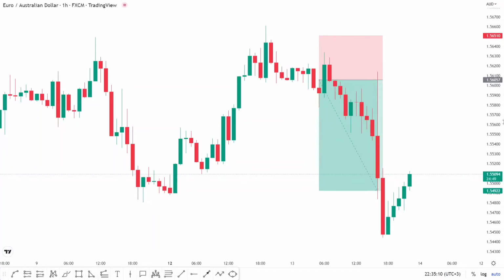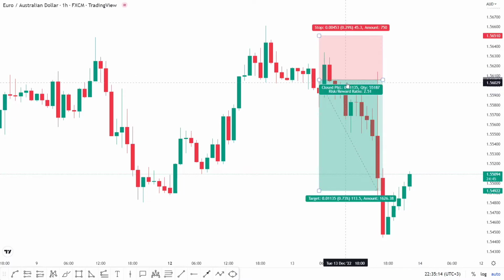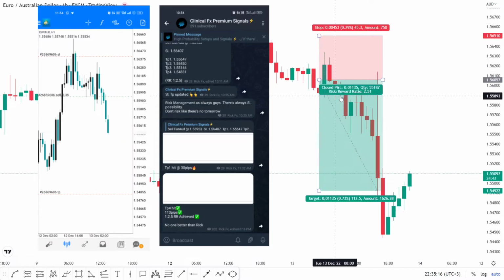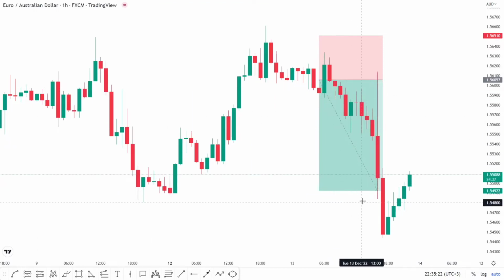Hey guys, welcome to another trend breakdown of EURAUD. It was a sell position that I just took. It was a bearish trade, with a risk reward of 1 to 2.5. Did just over 110 pips. The TP was roughly 112, 113 pips.